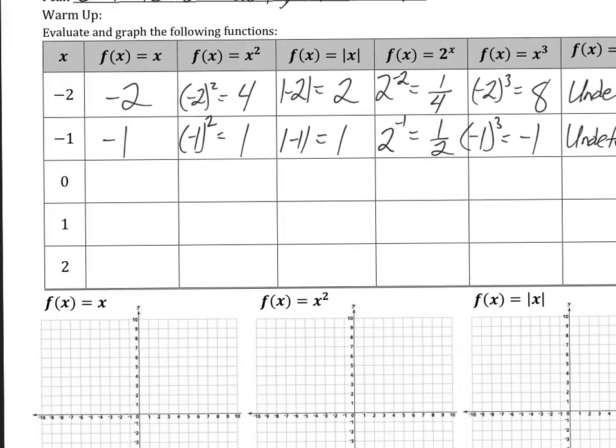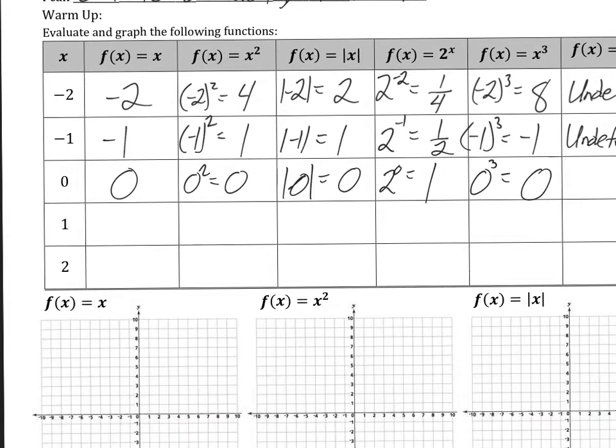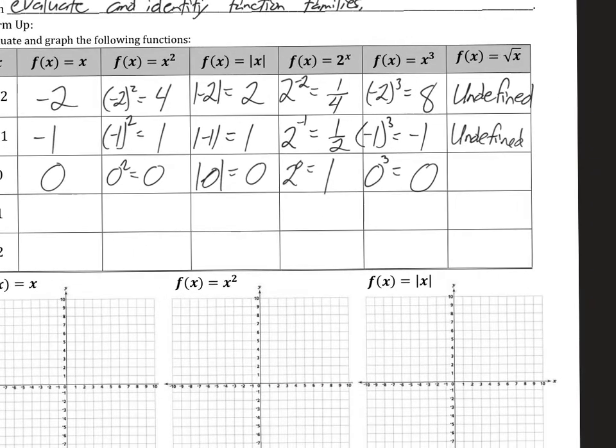Okay. Next one, 0. 0 squared is 0. Absolute value of 0 is 0. 2 to the 0 is 1. Anything to the 0 power is 1. That's something that we have to make sure that we remember. 0 to the 3rd is, again, 0. 0 times 0 is 0, times 0 again, another 0. Square root of 0 is 0, because 0 times 0 equals 0.